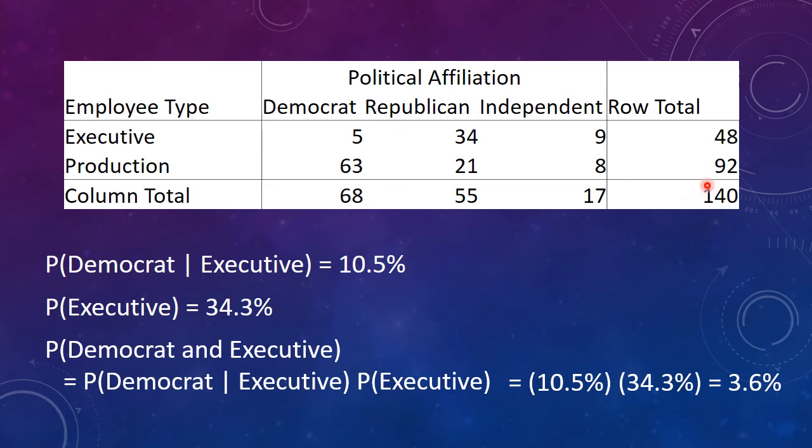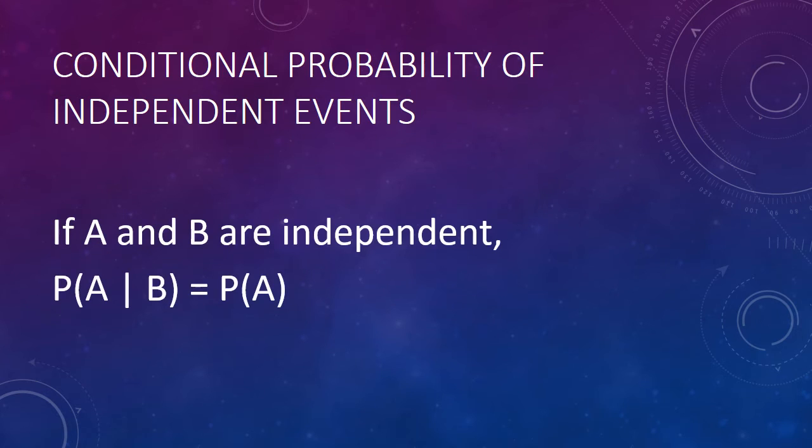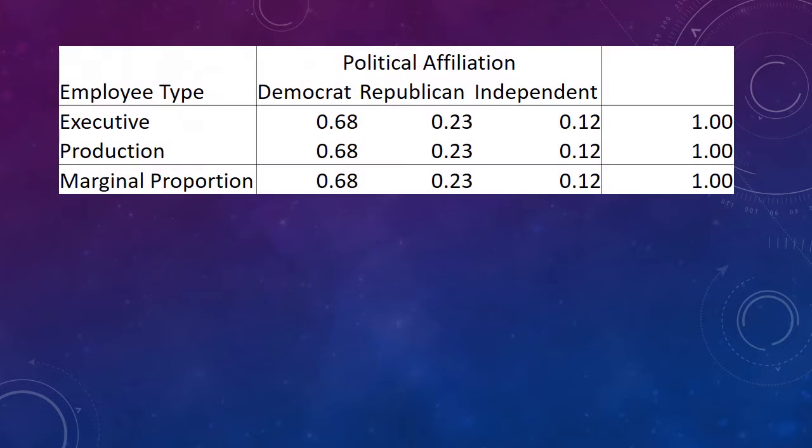So what does the conditional probability look like for events that are independent? Well, if A and B are independent, then the probability of A given B is just going to be the same as the marginal probability of A. That is to say, if A and B are independent, then your value of B makes no difference for your value of A. This was the example table that we used to show what the conditional distributions of political affiliation would look like if employee type and political affiliation were independent.